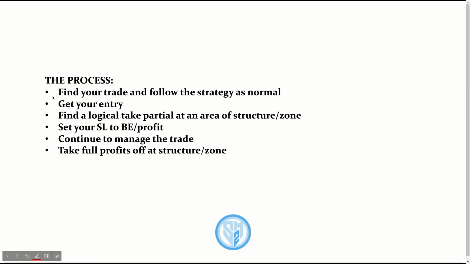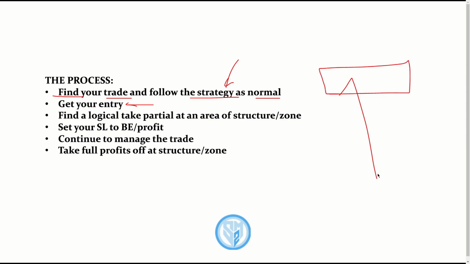So you first of all find your trade just as normal using the strategy, right? So we've got the order block strategy, which has been mentioned countless times in my videos, so make sure you go ahead and watch those videos. And then you get your entry. Now let's say right now you've entered from the supply zone, right? And now you've gained your entry, however the entry was, you've entered right here. So the first thing you're going to do is find your first logical take partial at an area of structure or a contesting zone, right? All of this has been broken down already for the course, so make sure you check out the course.